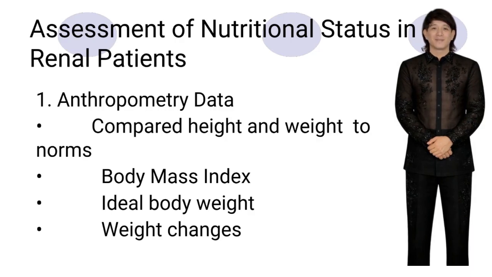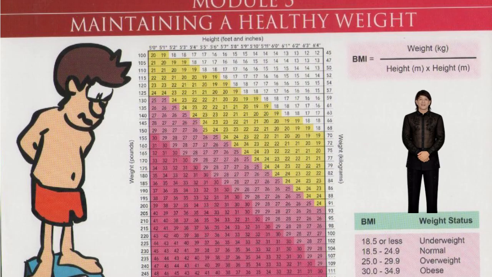Assessing nutritional status in renal patients involves analyzing anthropometry data. This includes comparing height and weight to norms, calculating body mass index, determining ideal body weight, and monitoring weight changes. These metrics help tailor nutritional interventions effectively. This slide shows how to get the body mass index. The scale is found on the chart. The person needs to check his weight and height and calculate using the BMI formula.